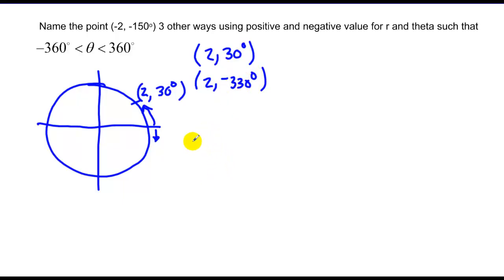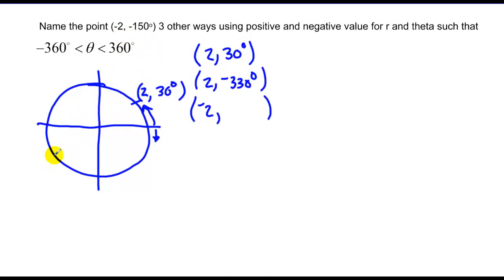Now if I wanted to once again use a negative radius but a positive angle measure this time, what I'd have to do is move 180 degrees in the other direction.